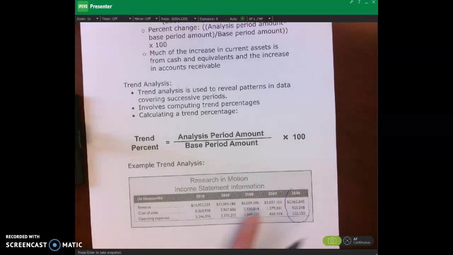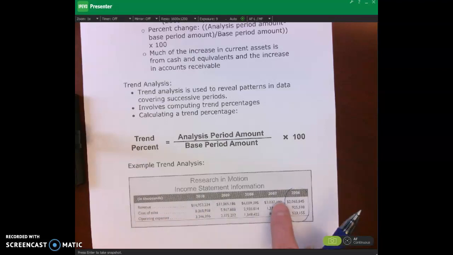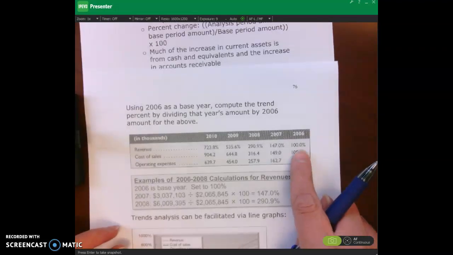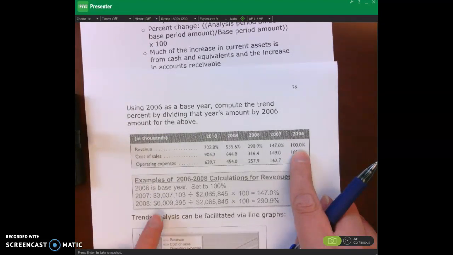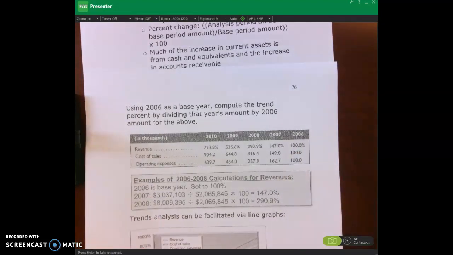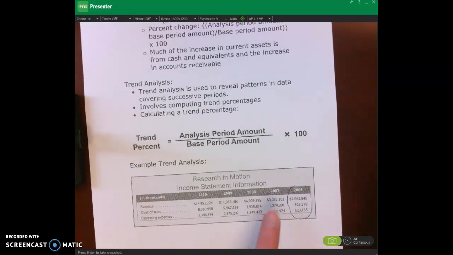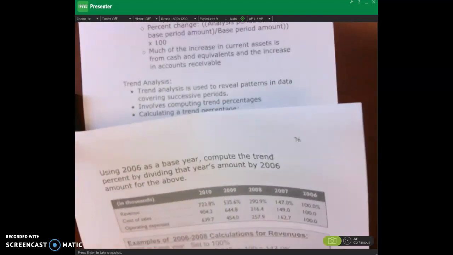So what we're going to do is for each category, revenue, cost of sales, and operating expenses, we're going to show each category by year as a percentage of this base amount. So if we look over here, that's the way we do it. So we can see with 2006, that's 100%, right? That's the base year. And with 2007, if we're looking at revenue, how did we get 147% right there?